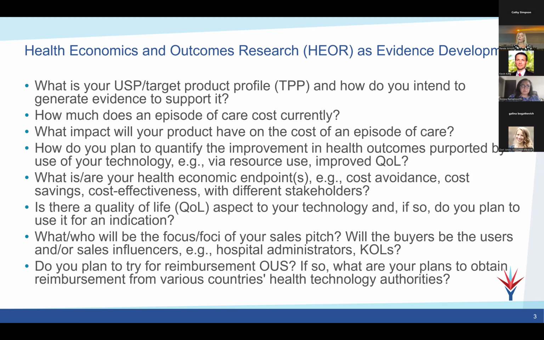How do you plan to quantify the improvement in health outcomes that you hope your technology will demonstrate? Is this via resource use, improved quality of life? How will you generate this evidence? And when will it be generated?